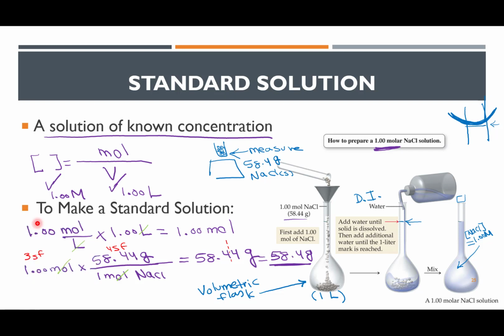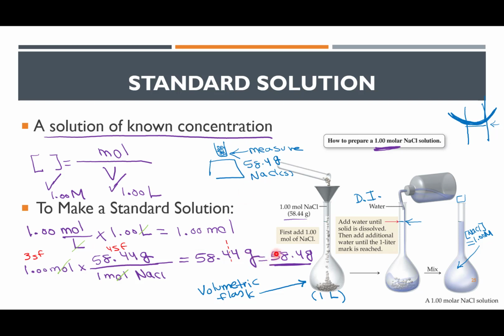When we are making a standard solution, by definition, it is a solution of known concentration. You're told the molarity of your solution is 1 molar, and the volume is 1 liter. Then the first thing you want to do is convert the concentration to number of moles, and then to mass. From that you will know the mass of sodium chloride that you have to weigh out.